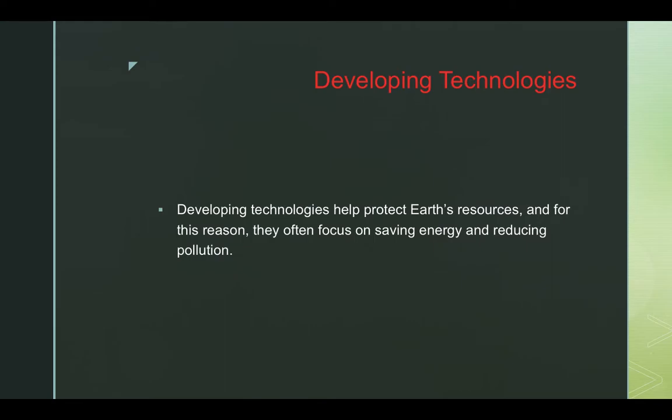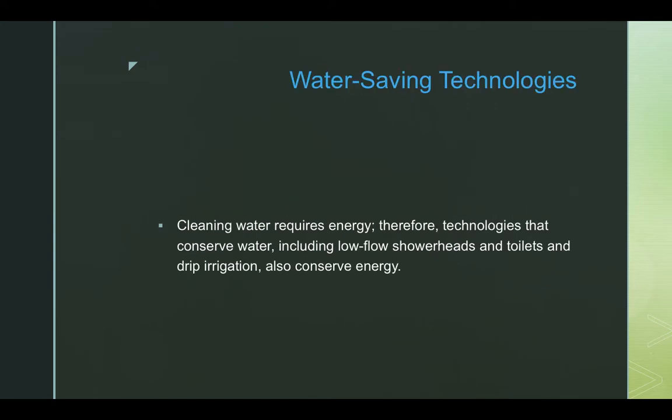Developing technologies. We're on page 556 now. It says developing technologies help protect Earth's resources, and for this reason, they often focus on saving energy and reducing pollution. Water-saving technologies. Cleaning water requires energy. Therefore, technologies that conserve water, including low-flow showerheads and toilets and drip irrigation, also conserve energy. So those are water-saving technologies. Low-flow showerheads and toilets and drip irrigation systems, all those help save water and conserve it.